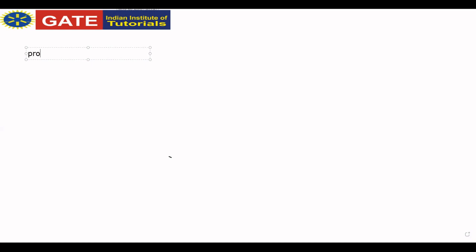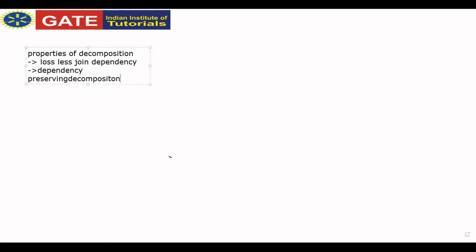Properties of decomposition. Okay, there are two properties of decomposition. One is lossless join dependency, and the second one is dependency preserved decomposition. Okay, this is an important topic in both GATE as well as UGC.